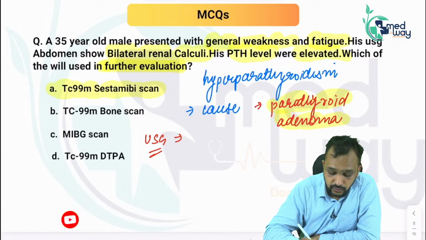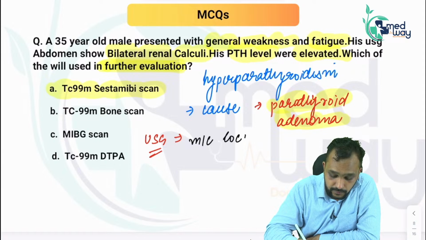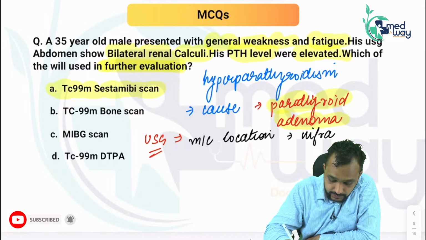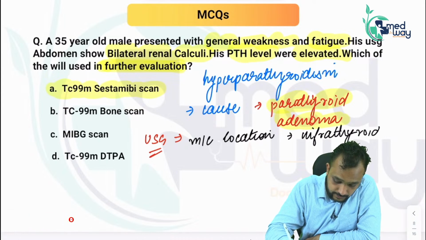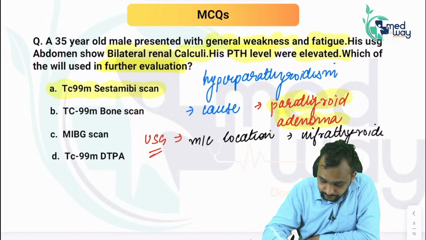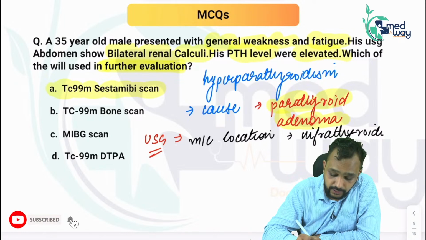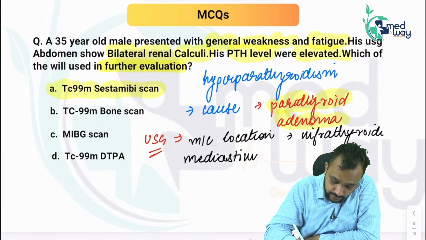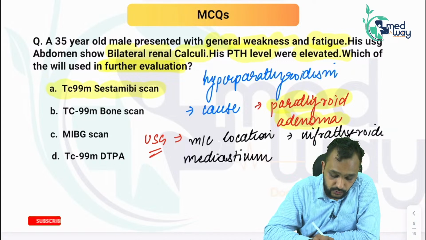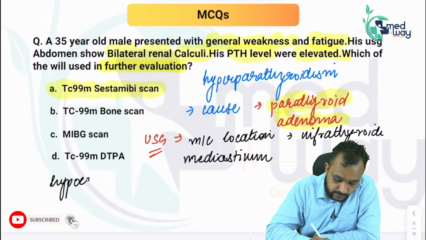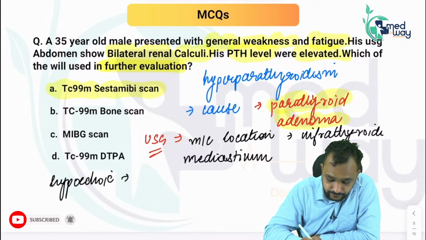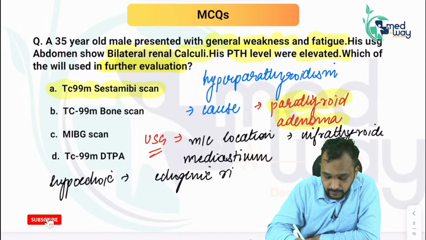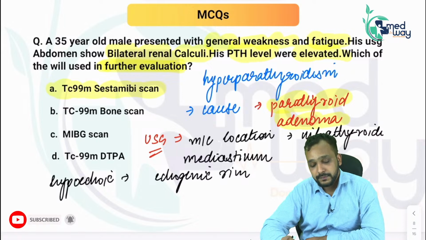So we should know what is the most common location of parathyroid adenoma. It is infrathyroid location, right? Another very important place where you can get parathyroid adenoma is mediastinum. So what you are going to see, you will see a hypoechoic lesion on the ultrasound images, and it will be separated by an echogenic rim of thyroid. That is your ultrasound, right?